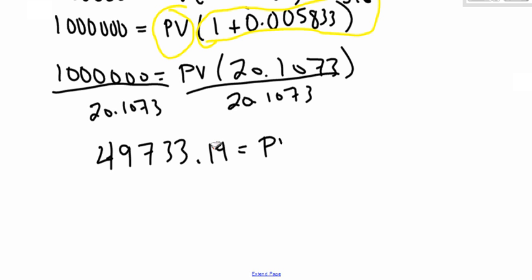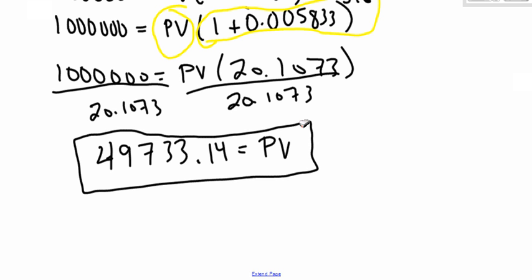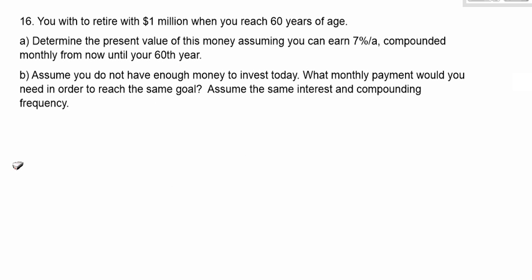So that means if you today could find a bank account that paid you 7% per annum, compounded monthly, and you could find $49,733, leave it in the account, walk away, don't touch it, and then come back when you're 60, you'd have $1 million. Sounds pretty good. Of course, where does this money come from? That's another story.